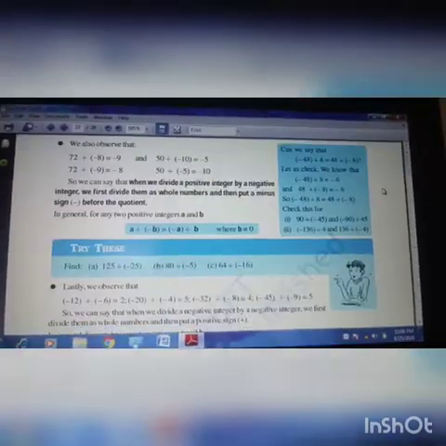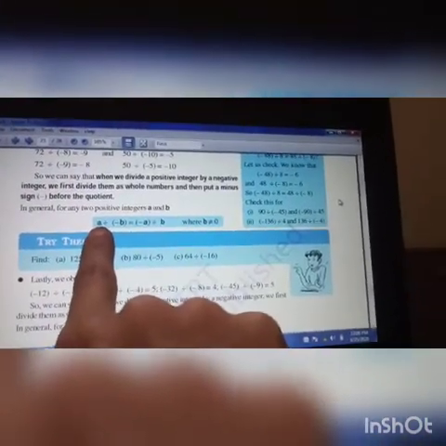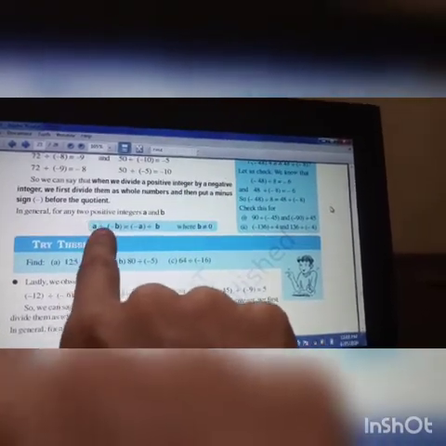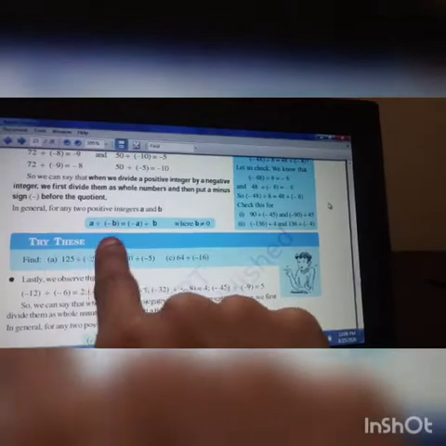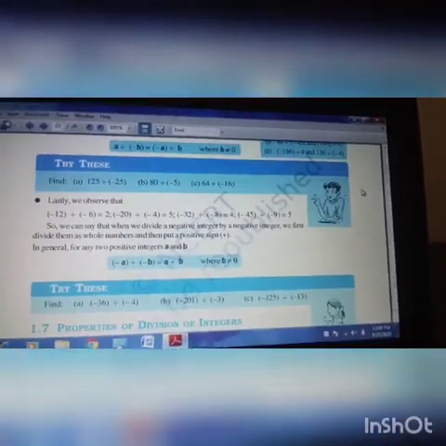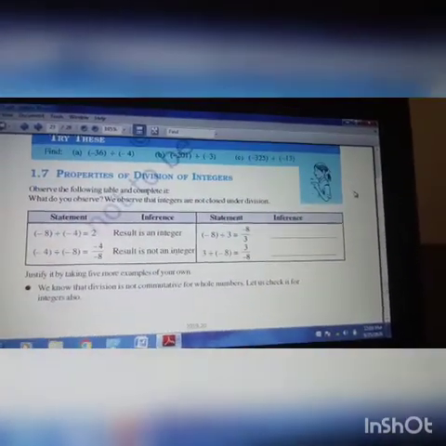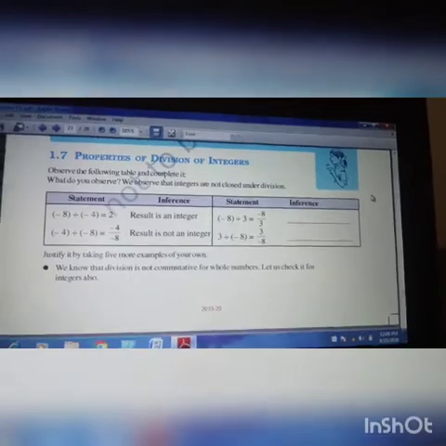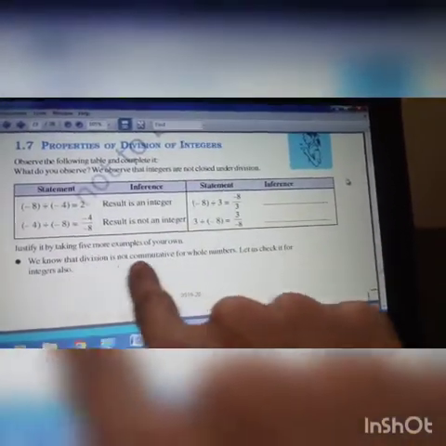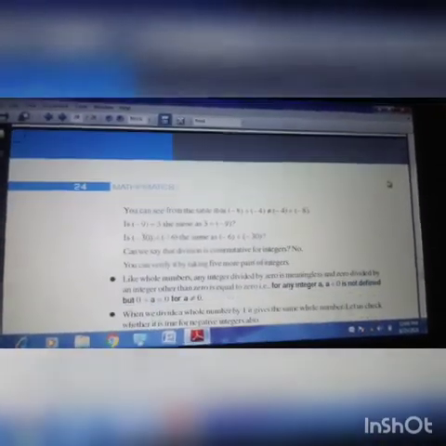Okay, see this also, last time also we have dealt with this type of exercise, this type of problems. Where the multiplication sign came in that exercise, here the division sign is coming. Always we should be concentrated that our denominator should not be 0. Now comes our properties of division of integers. Actually division is not commutative. Division is not commutative for whole numbers and it is not commutative for integers also.